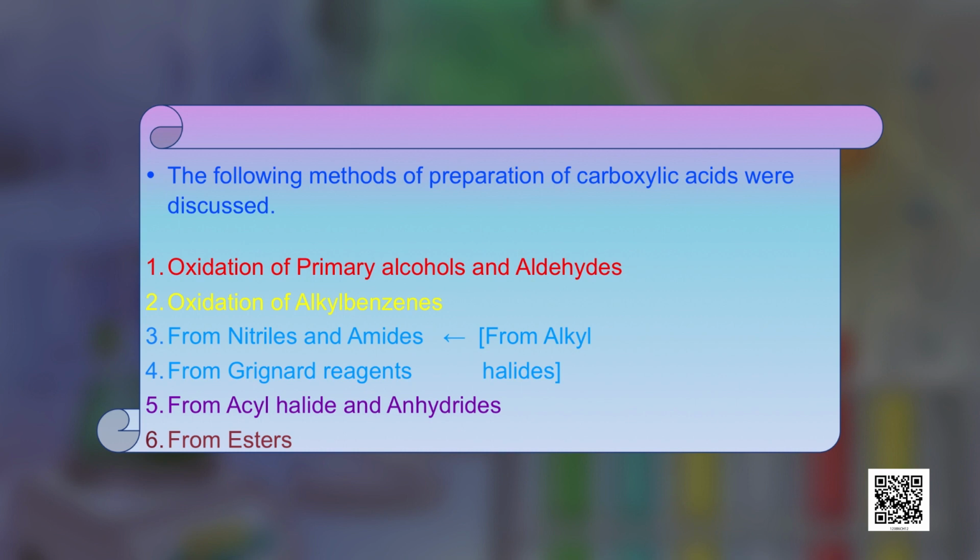preparation of carboxylic acids. The number one method is oxidation of primary alcohols and aldehydes, second is oxidation of alkyl benzenes, the third is hydrolysis of nitriles and amides, which also gives us carboxylic acids. Then from Grignard reagents, which ultimately started from alkyl halides, and then the fifth method we discussed was from acyl halides and anhydrides, and finally from esters. Esters also on hydrolysis yield carboxylic acids.